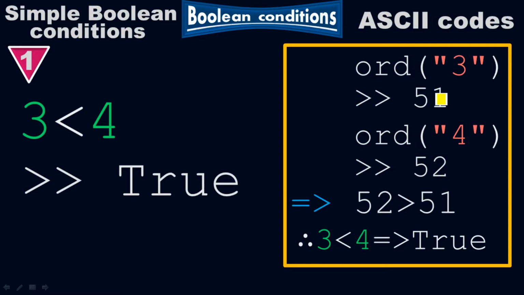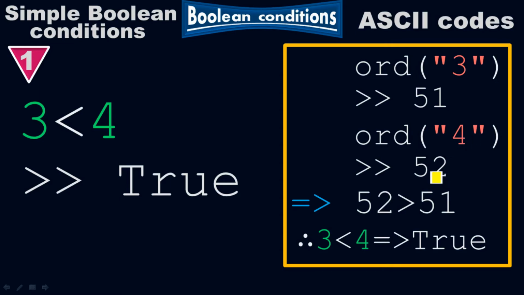How do we find the ASCII code in Python? Just write ord. ord means order. Ord of 3. Don't forget to put it inside quotes, double quotes or single quotes. When you run this in Colab, you will get 51 in the final output. Similarly, when you write ord of 4 inside the quotes and run the program, you will get 52. So the ASCII code for 3 in computer memory is 51, and for 4 it is 52.